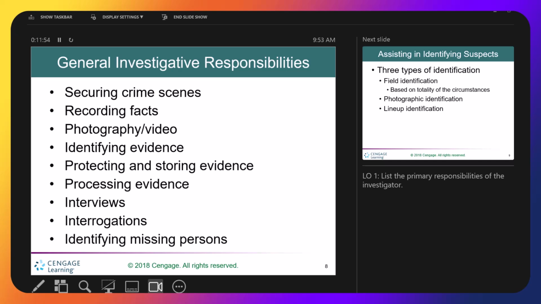Interrogations. Suspects, referred to sometimes as interviews of the suspects. Interrogation has a negative connotation associated with it. So most law enforcement agencies now don't use that word. They actually refer to it as interviewing suspects. Identify missing persons. If you have missing persons, you want to get on that immediately. Why? Because it's been statistically proven that if you don't find them in the first 48 hours, there's a high probability it's going to take a long and difficult process, or you may not find them at all.